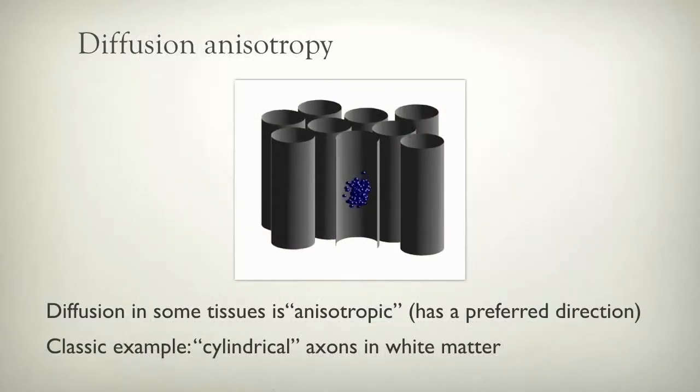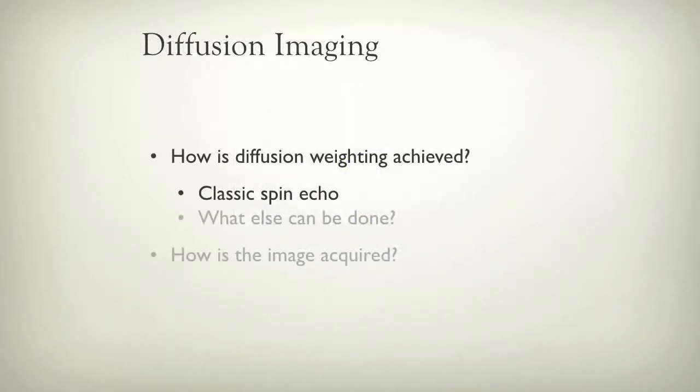One of the more interesting effects, of course, that we hear about a lot is diffusion anisotropy. So in some tissues, diffusion is anisotropic, so it has a preferred orientation. And the classic example here, although by no means the only example of diffusion anisotropy, is that we have cylindrical-ish axons in white matter, and that means that we have a preferred orientation. Okay, so I'm not going to go into any more depth than that. We'll hear all about this over the coming talks, but I just wanted to make sure that we have a common baseline.